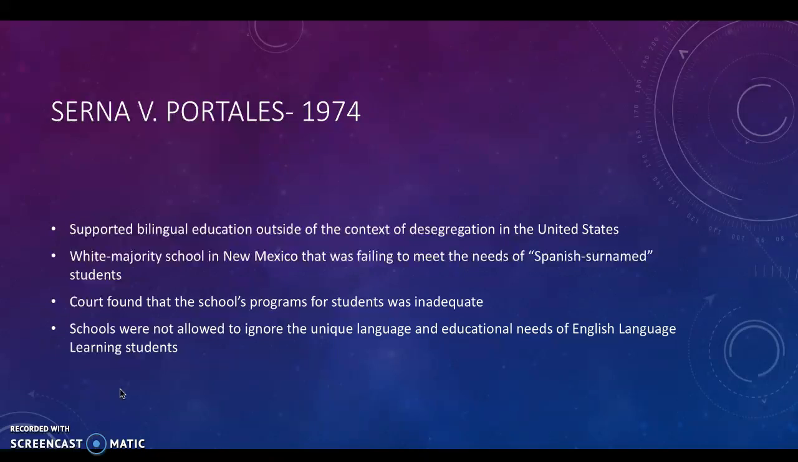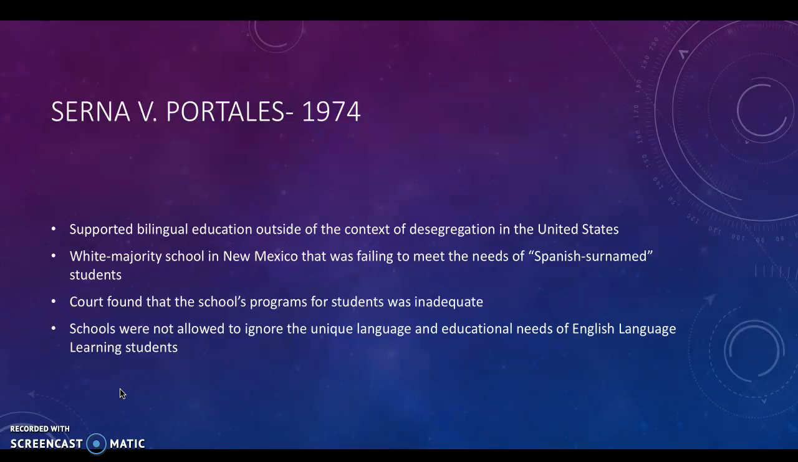Up next, we have a really important case, Serna versus Portales, also in 1974. This was a really big year for English language learners. This case in 1974 supported bilingual education outside of the context of desegregation. In this case, there was a white majority school in New Mexico that was failing to meet the needs of the Spanish surname students. The court found that the school's programs for these students were completely inadequate.